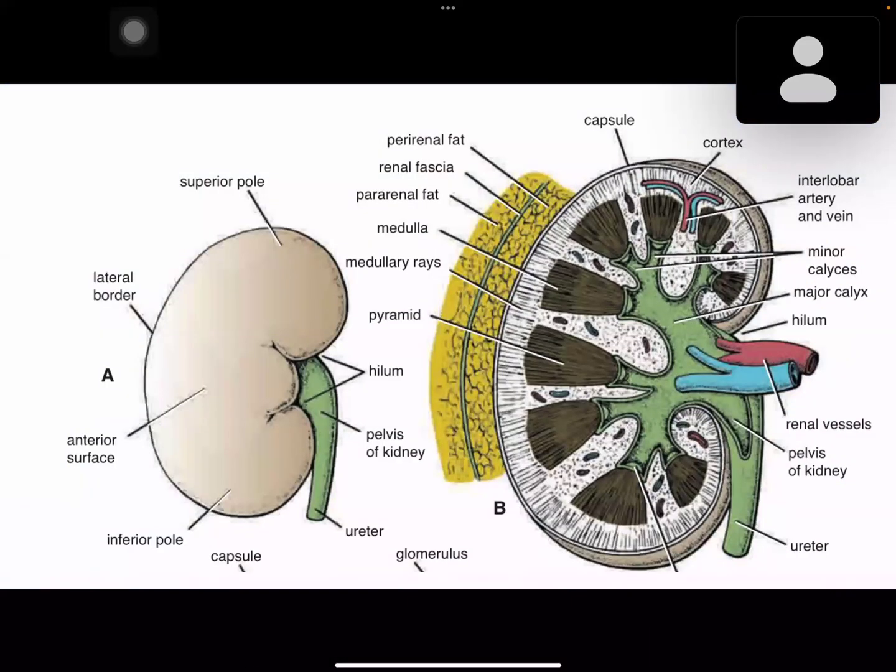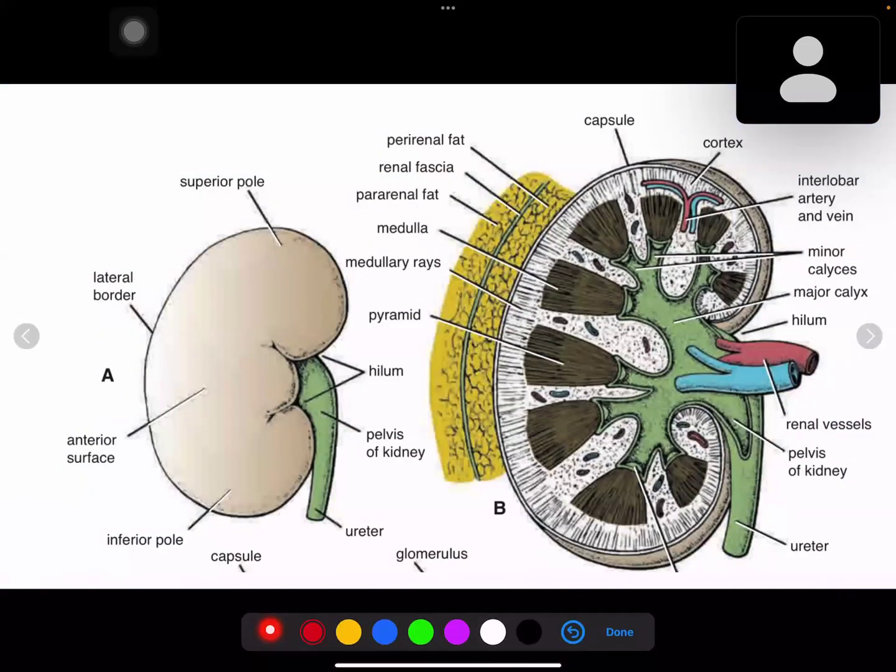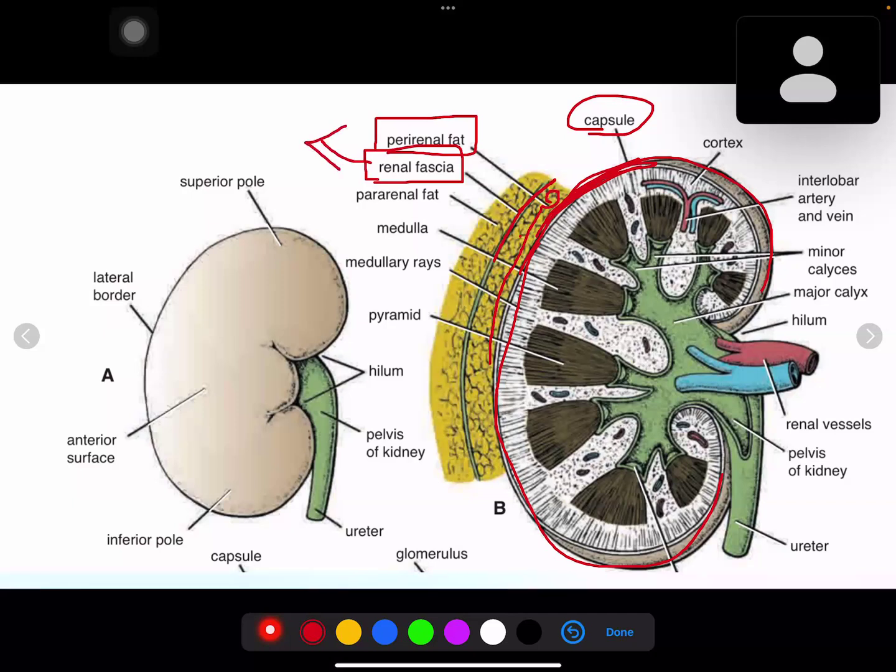If you see this diagram, this kidney, the outer layer is the capsule. So this is the capsule, the renal capsule, which is a fibrous capsule. Then what's next? Next is the perirenal fat. See this yellow structure, it's a fatty structure. And then again, it's a fascia. So this is the renal fascia, and this fascia is covering both the kidneys and adrenal glands.